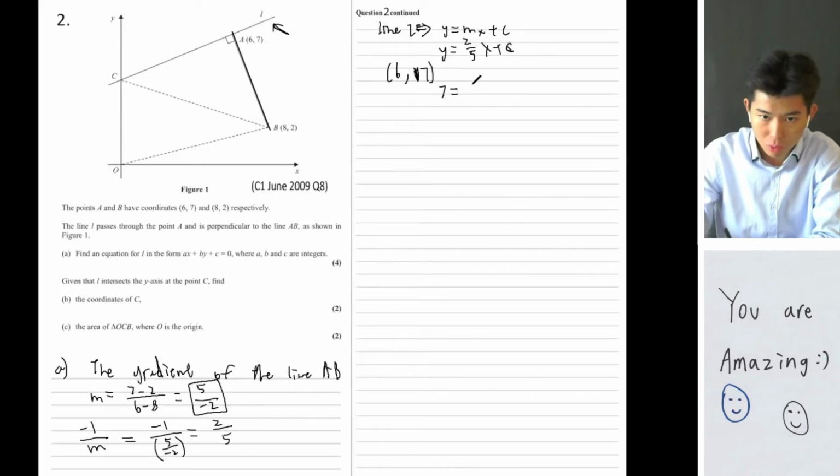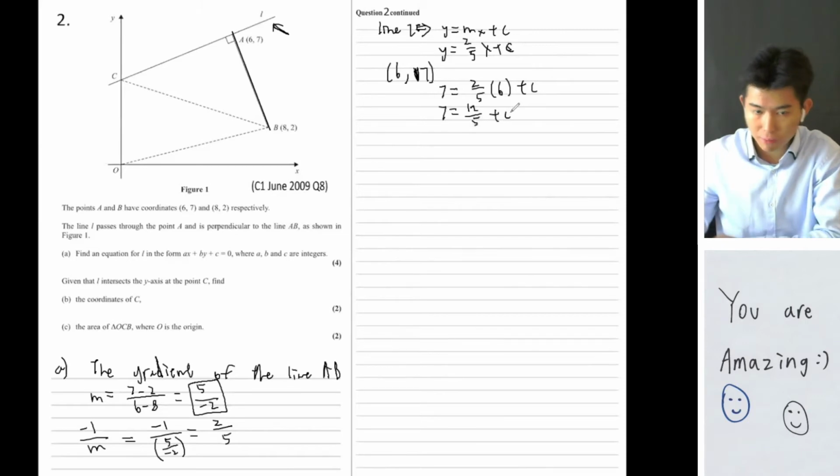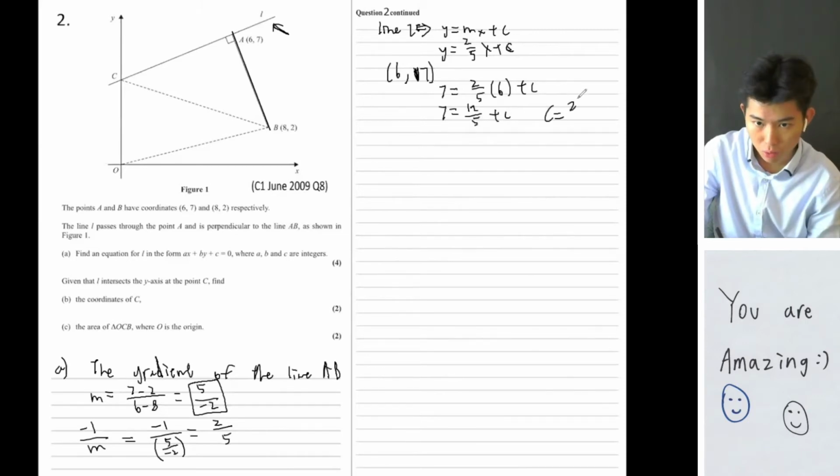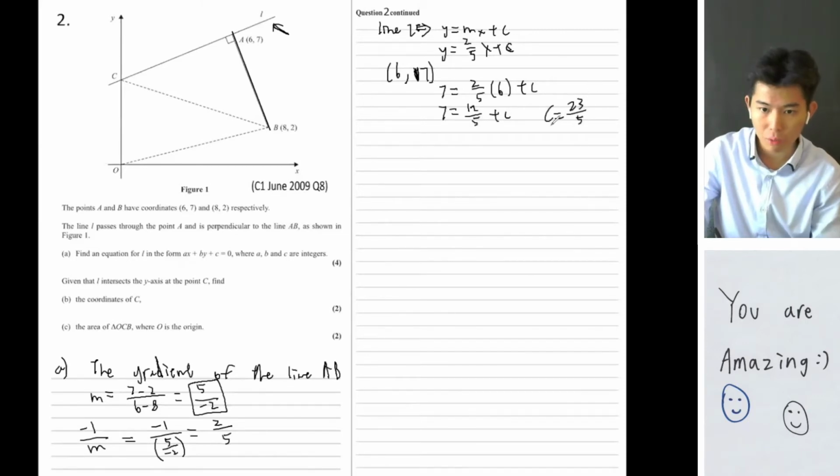So 7 equals 2 over 5 times 6 plus c. 7 equals 12 over 5 plus c. And c would be 23 over 5. Now we have to substitute this c back into this here: y equals 2 over 5 x plus 23 over 5. And this one here would be the equation for L.